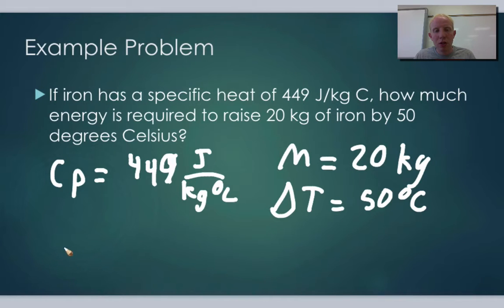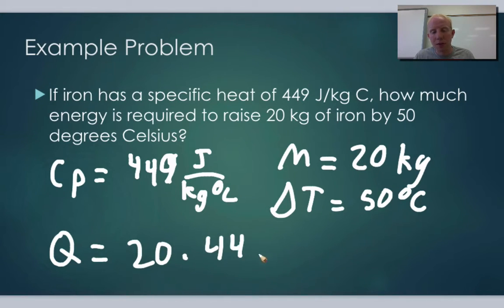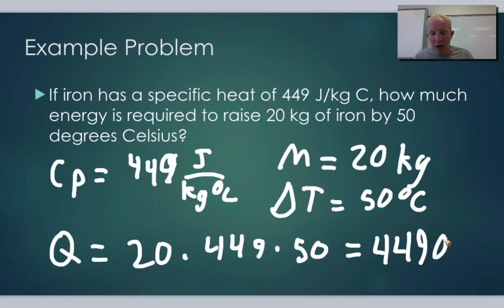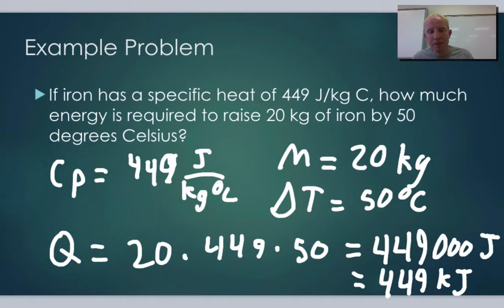So again, we use the same equation, and again, these work out well. We just times these all across. So we get 20 kilograms times 449 for our specific heat constant times 50 degrees for our change in temperature. Put those all in the calculator again. 20 times 449 times 50, and we get that the amount of heat needed is 449,000 joules. For certain problems, it's okay to put this in kilojoules if it's easier to express. I would do it for this one. This one's just 449 kilojoules.